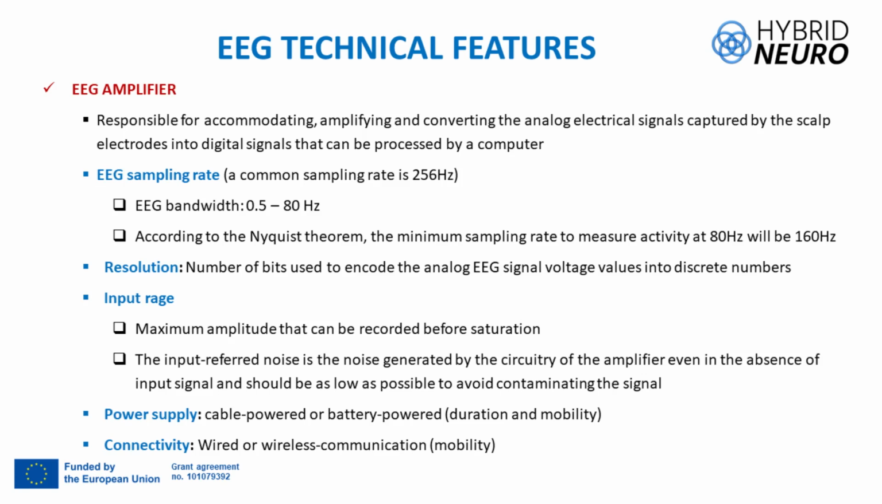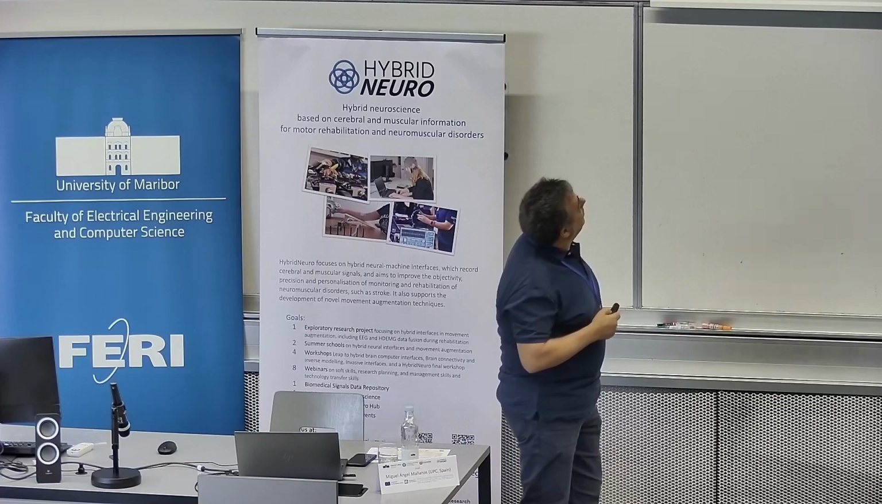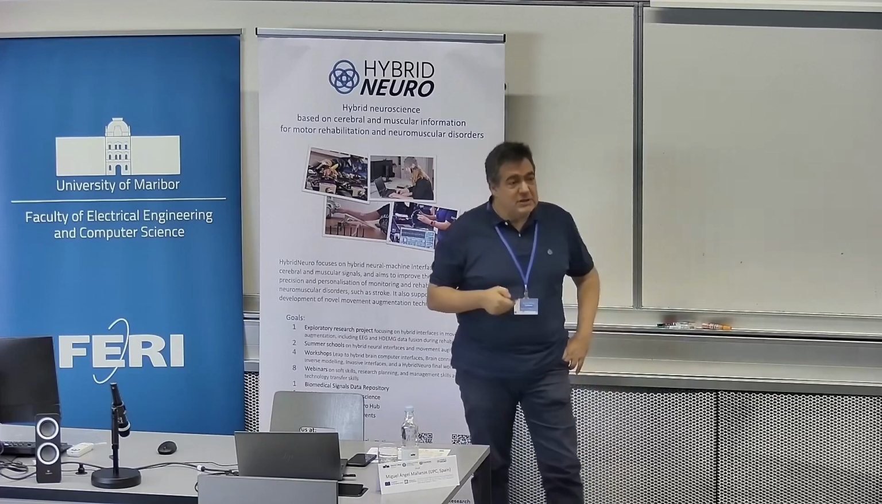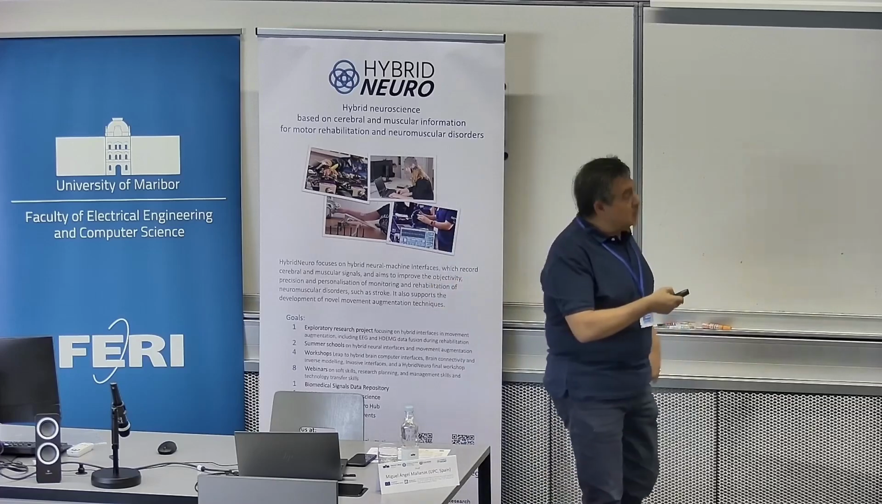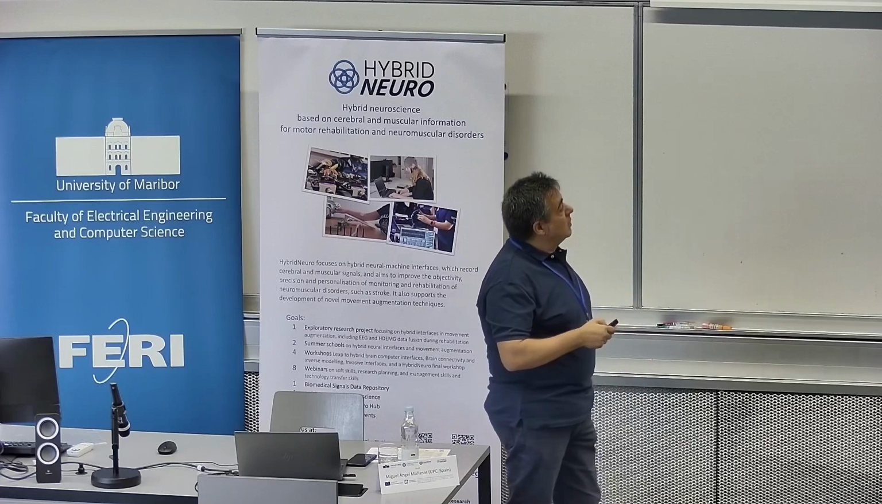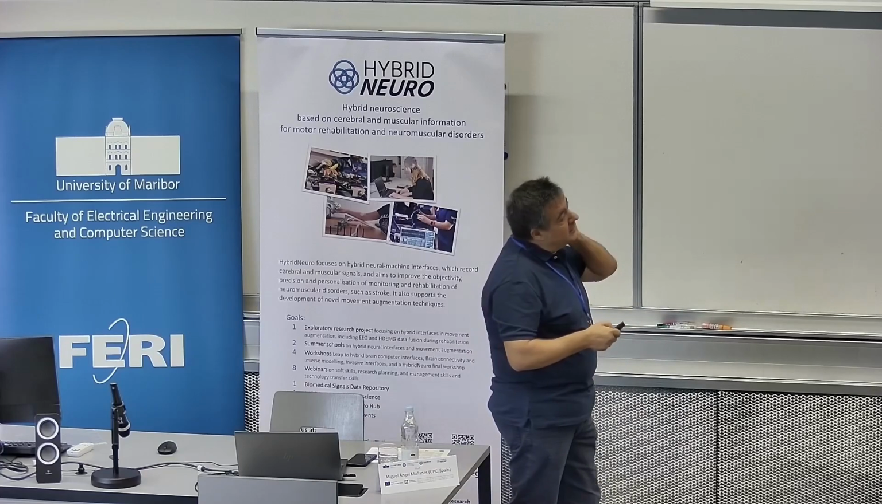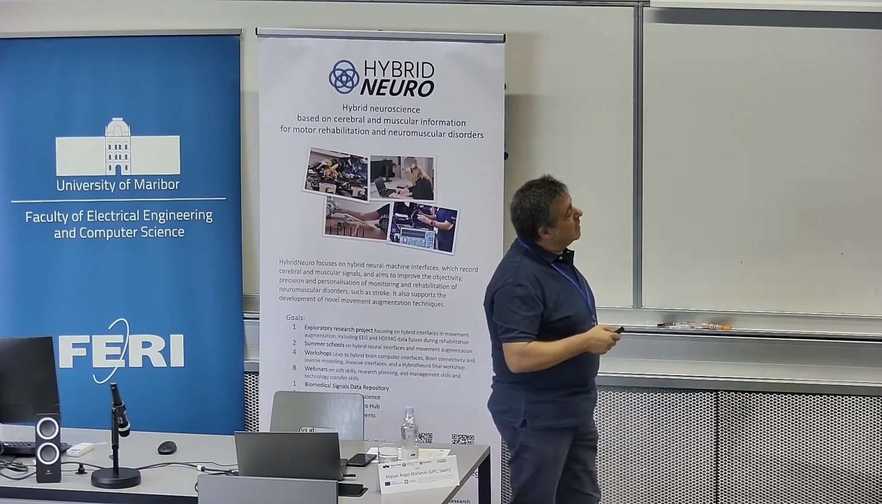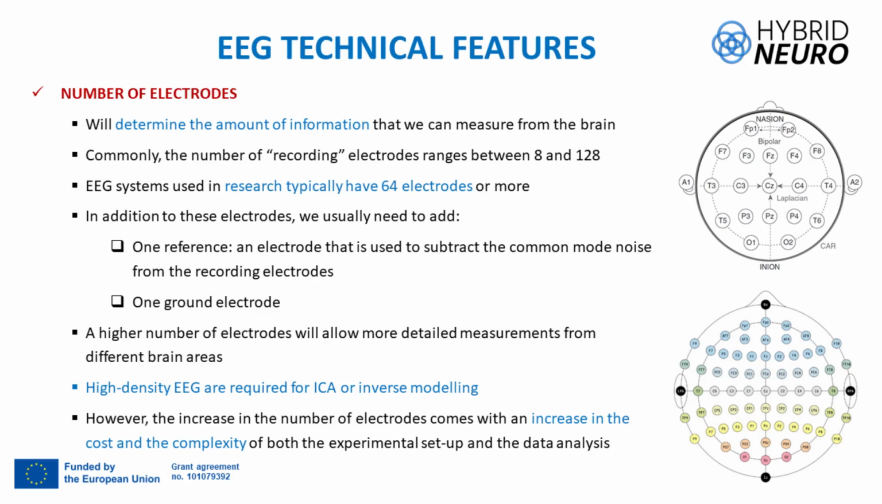Also, we didn't mention in the previous slide the reference. Usually, the reference is the mastoids here, behind the ears, and we put a couple of electrodes, and the average of the mastoids is the usual reference. But then we can have another reference. This reference is to increase the common mode rejection ratio in the acquisition.